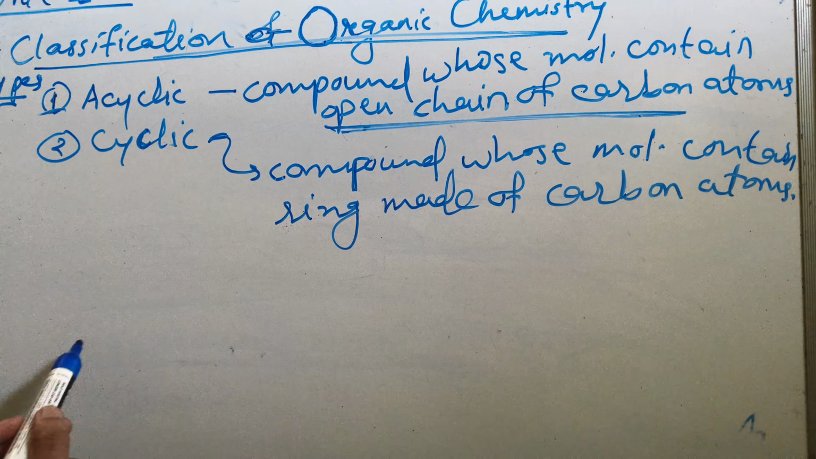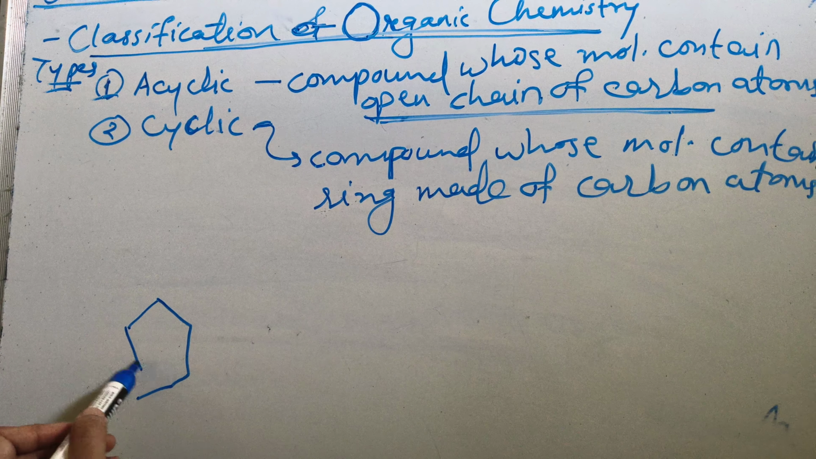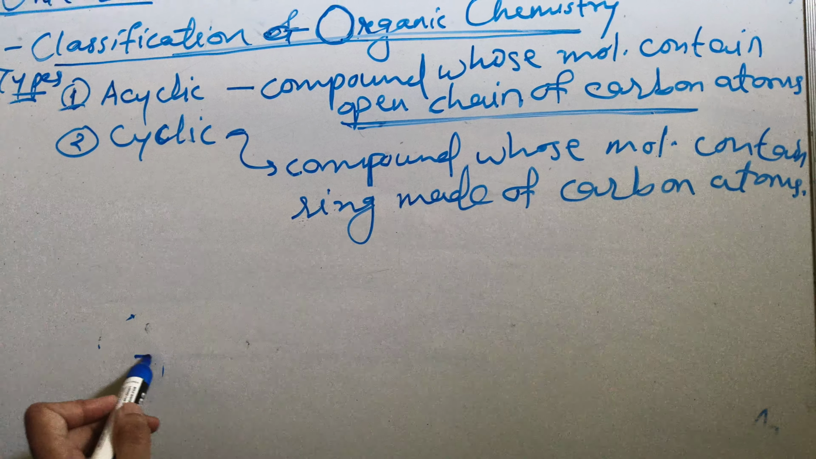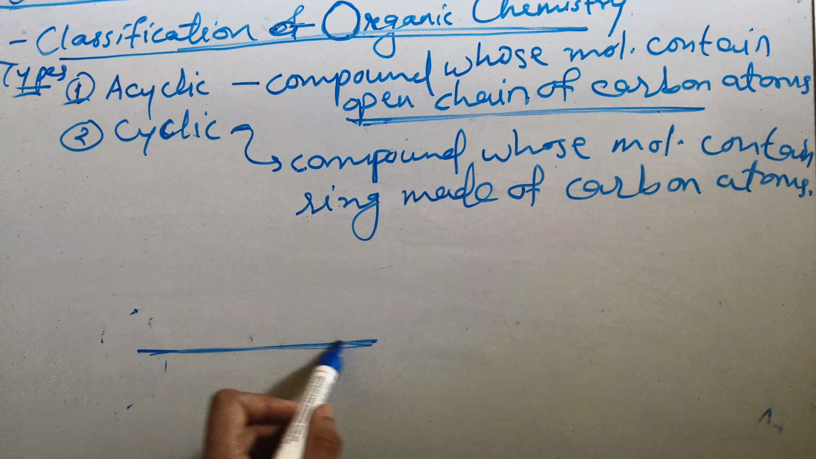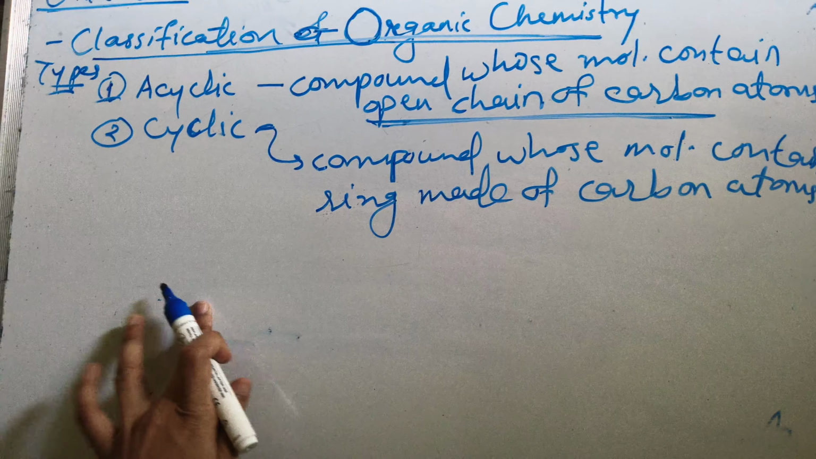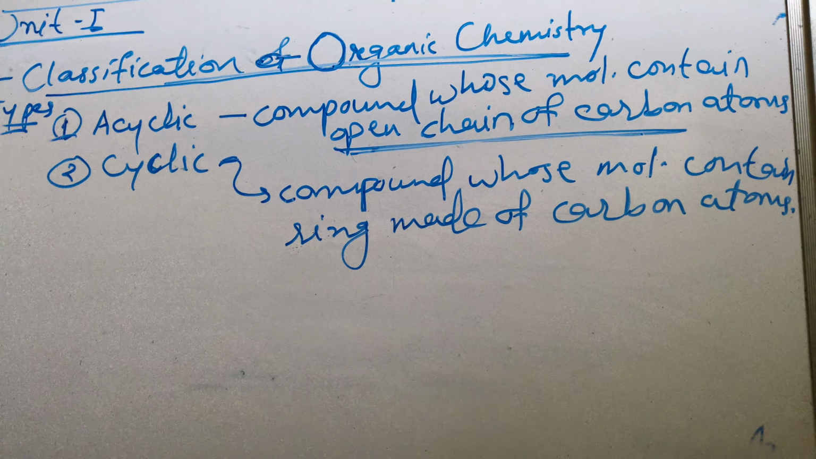Open chain, straight. There is no ring like benzene or anything. Open chain, straight. There is no end of anything. It's an open chain like this. You can understand this. Here we have to study now what an acyclic compound is.